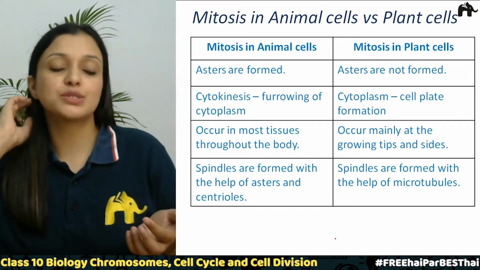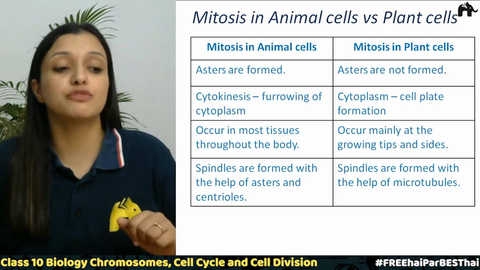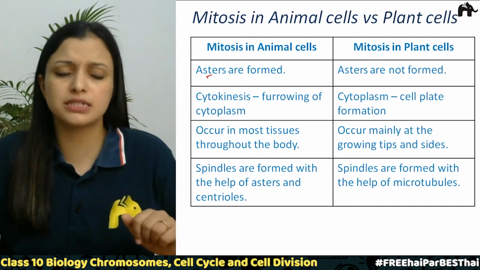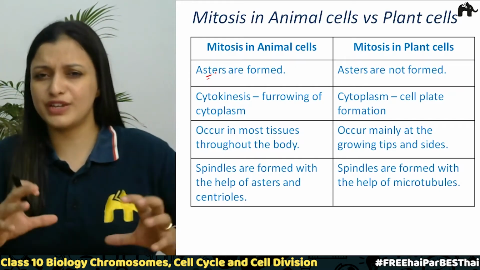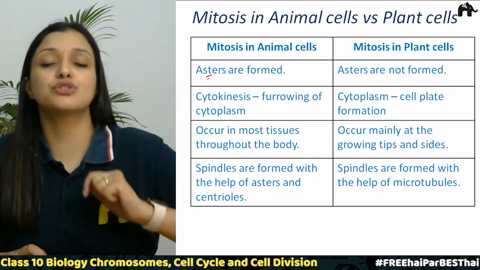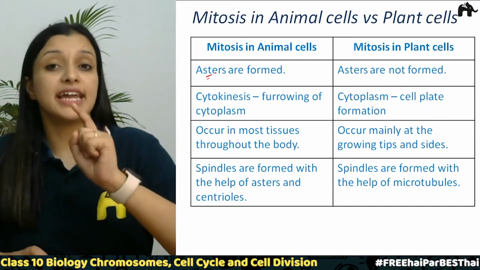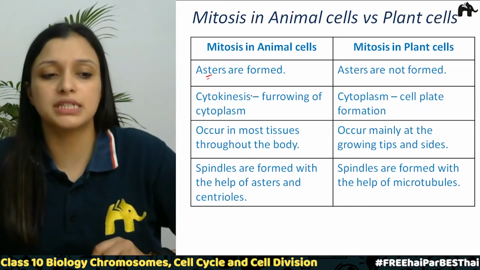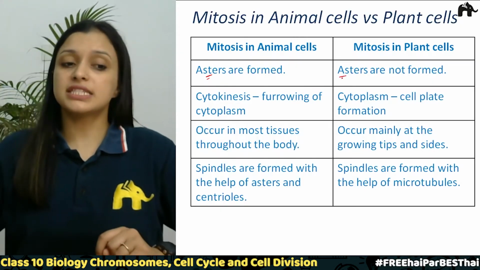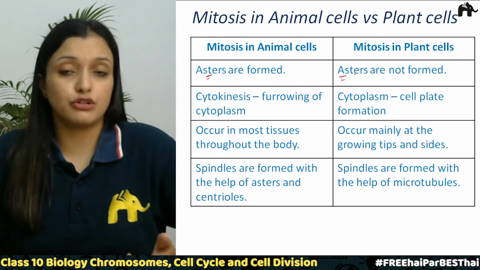So we will start with mitosis in animal cells. The first point of difference is asters. As we were going through the mitosis, all the phases, prophase, metaphase, anaphase, we saw there are asters which are formed only in mitosis in animal cells, but in case of plant cells, these asters are absent, they are not formed.